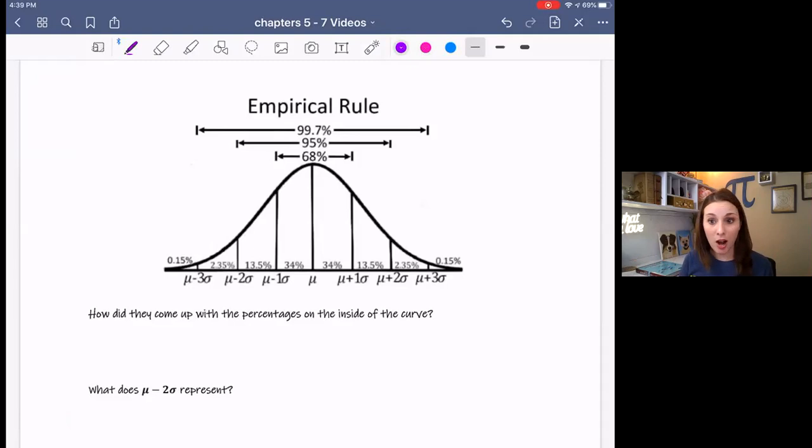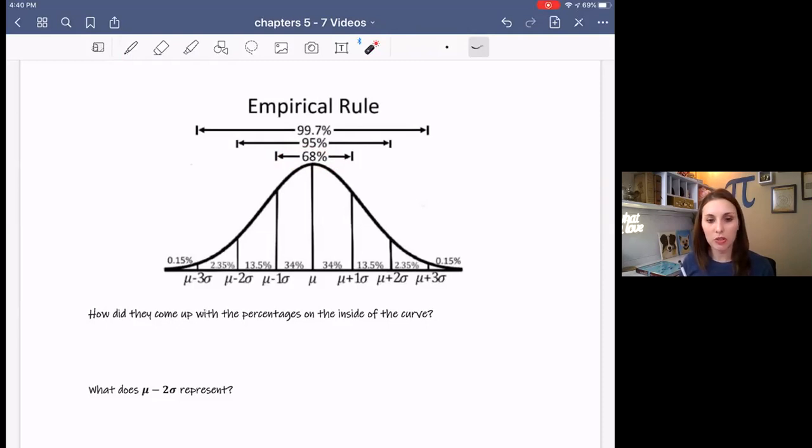So maybe you forgot the rules or the percentages in the empirical rule. Now you can use the fact that we know that the percentages represent an area between z-scores, and a z-score represents how many standard deviations it is from the mean. So knowing that and knowing how to use your tables or your calculator, you can find these percentages without having to memorize.